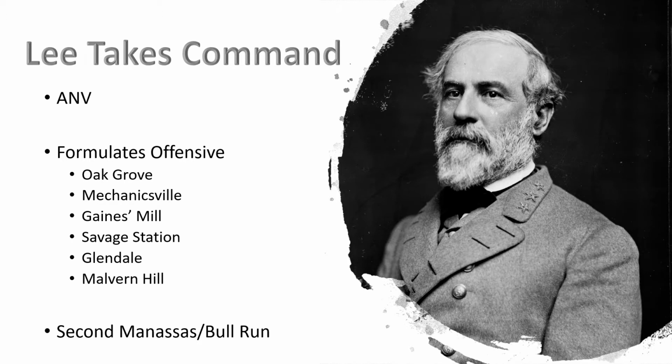Lee took command on June the 2nd of 1862 and immediately rechristened the Confederate Army the Army of Northern Virginia. He then formulated an offensive. This offensive resulted in battles at Oak Grove, Mechanicsville, Gaines Mill, Savage Station, Glendale, and Malvern Hill. This was known as the 7 Days Battles, which occurred from June the 25th until July the 1st. These battles drove the Union forces from the outskirts of Richmond. Following a decisive victory in the Battle of Second Manassas, Lee was determined to take the fight to the north.